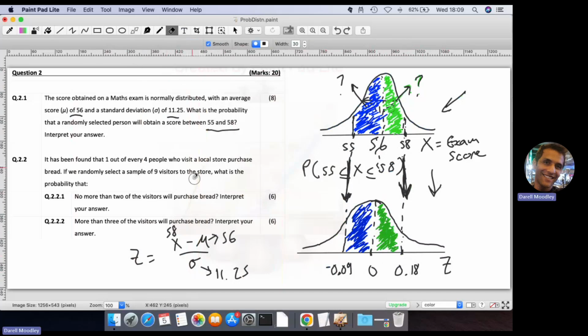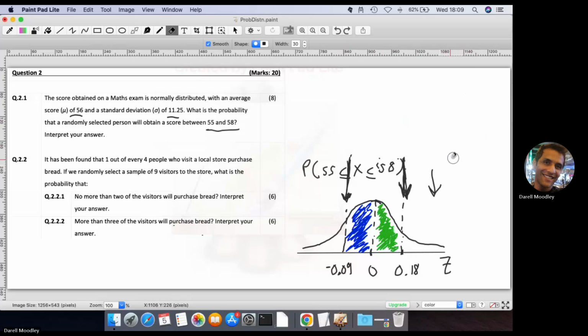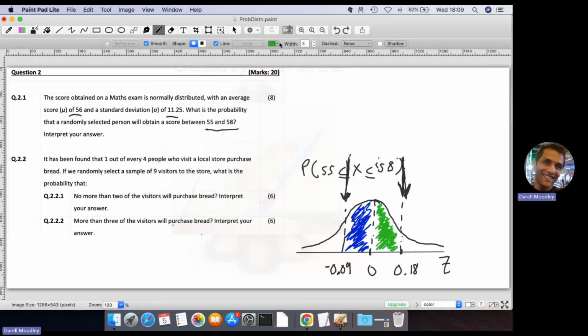All right, so I'm just going to make some space here. Okay, don't need this anymore. Okay, this green area here, if you look at the Z table in the back of your book, you can find the area from 0 to any Z value.